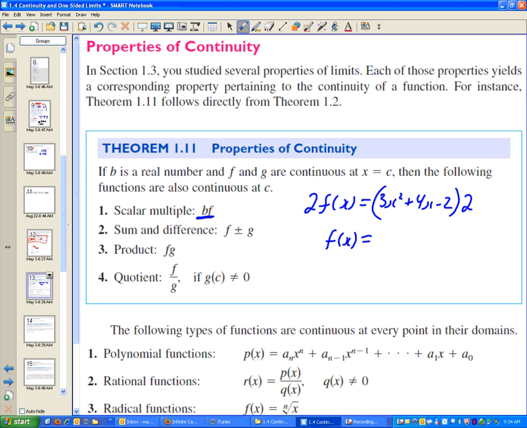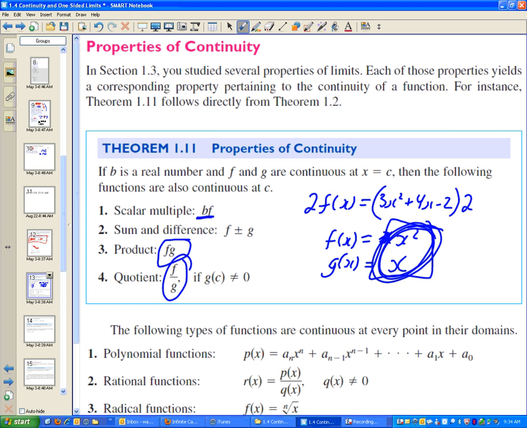Like if f of x was x squared and g of x was x, if I add those together, I'll get a polynomial. It'll be continuous. If I subtract one from the other, I'll get a polynomial. It'll be continuous. Same thing if I multiply them. If I multiply those two together, I get something that's continuous. Okay? Same thing if I divide them, except for where the denominator equals 0.